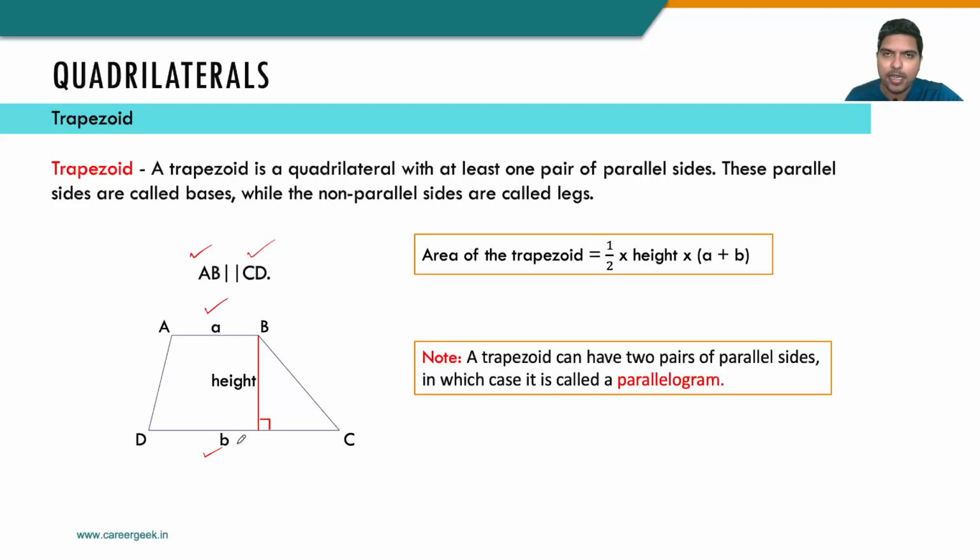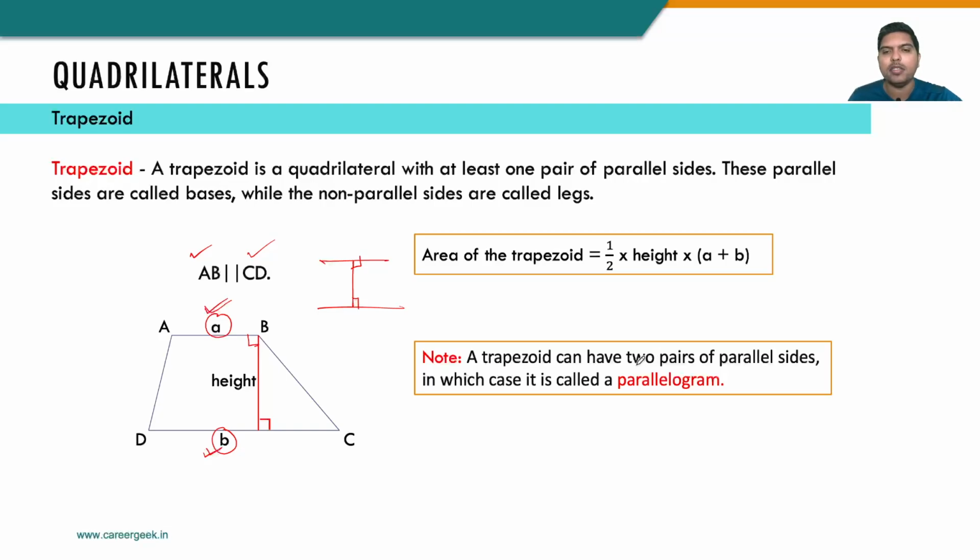let's say the parallel sides are AB and CD as per the given figure. The lengths of these parallel sides are a and b, and then there is the distance between them. Whenever we say distance between them, it's always the perpendicular distance. Remember, the distance between any two parallel lines is always the perpendicular distance. So the area of the trapezoid is half into height, which is the distance between parallel lines, multiplied by the sum of the parallel sides.